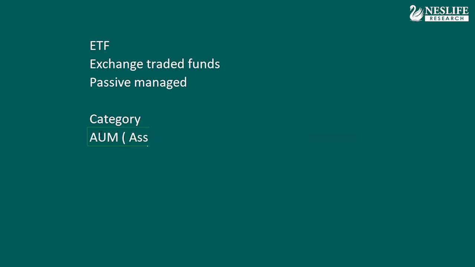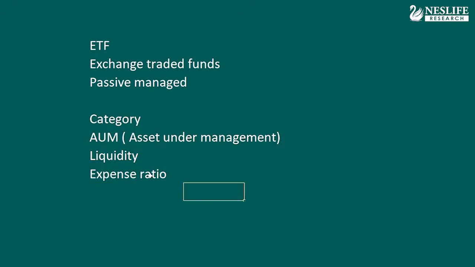So let's go to the next point in the criteria, that is asset under management, AUM. The higher the asset under management, the better, because then you will have the liquidity. So the next point is liquidity. And if asset under management is high, then the expense ratio might be less. The next comes expense ratio. I'll show where to see the liquidity and what is the expense ratio. The next criteria is tracking difference and tracking error.